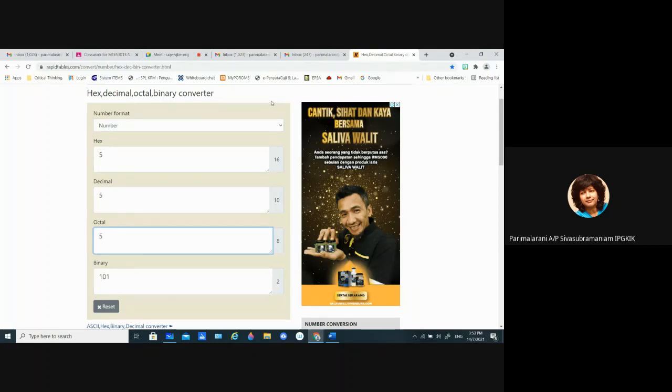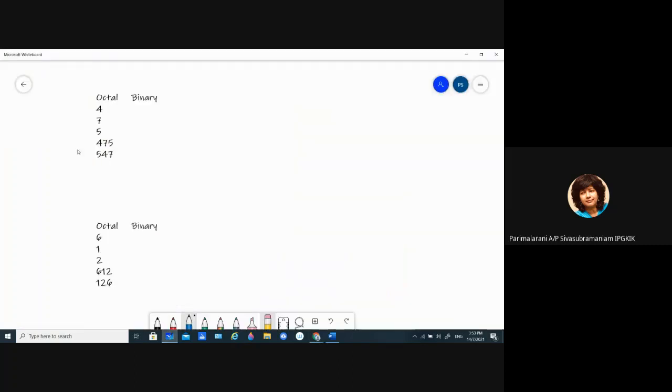So 5 will be 101 from octal to binary, and 7 is 111. So let's remember this, and we go back to our board here. So 4 is 100, 5 is 101, 7 is 111. This is what we got from the calculator just now.